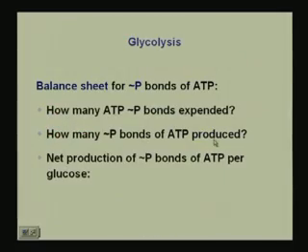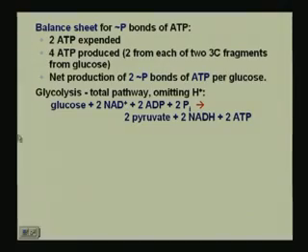So, how many bonds of ATP are produced? 4. And the net production therefore per glucose is 2, because we are utilizing 2 and we are creating 4. So, eventually we get some energy after we break down a molecule of glucose. Okay. So, this is what we have. We have 2 ATP expended, 4 ATP produced, that is 2 from each of the 2 3-carbon fragments from glucose, and the net production there is 2 phosphate bonds of ATP, or 2 ATP rather, per glucose.